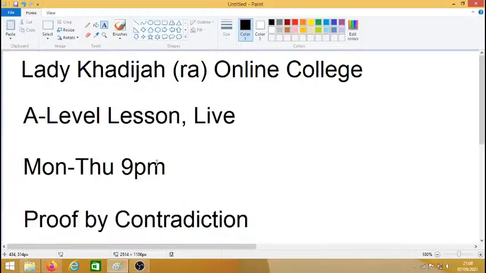Today's A-level live lesson is a continuation of proof by contradiction, which, just to recap, means that you're trying to show something is wrong. If there's only two possibilities, so imagine the only two possibilities are that you have a circle or a square, and you can prove that it's not a circle, then you've automatically proved that you must have the square.